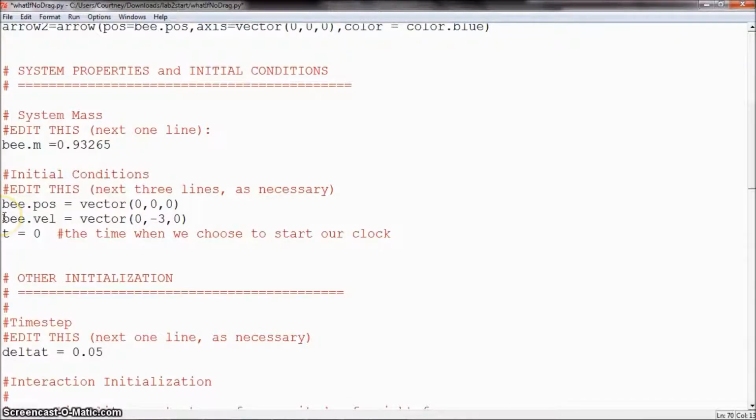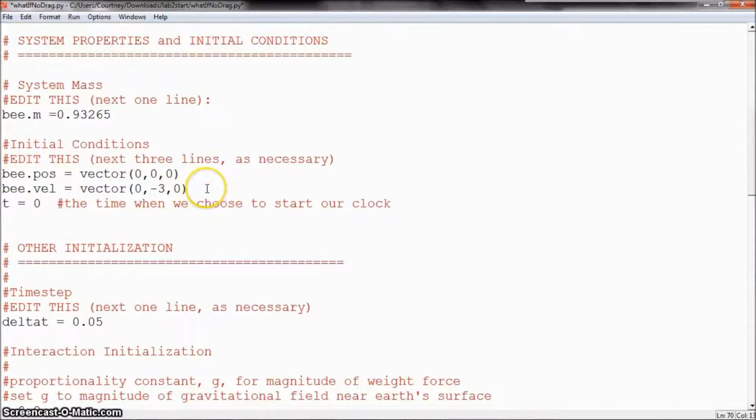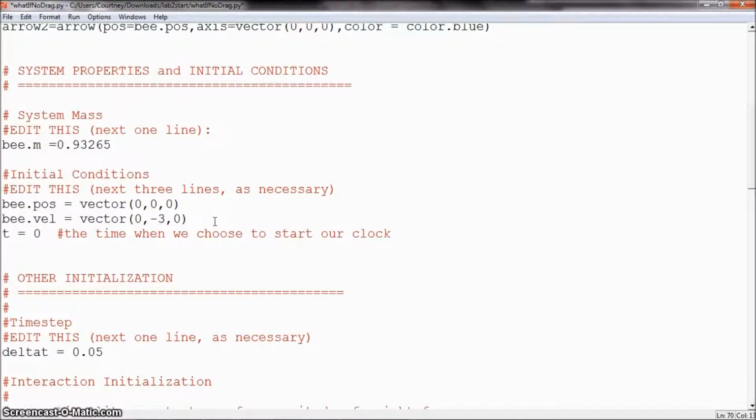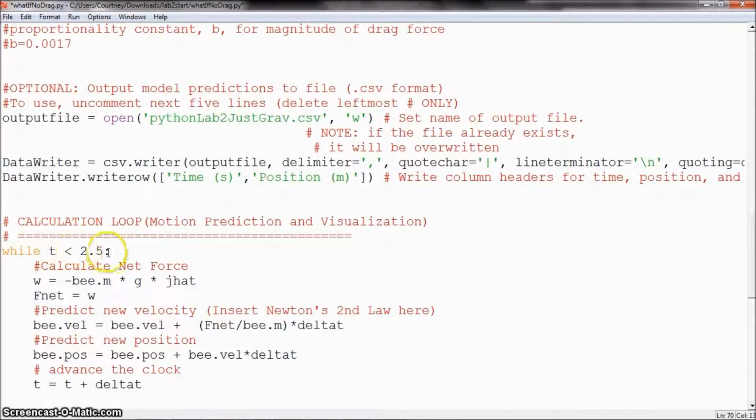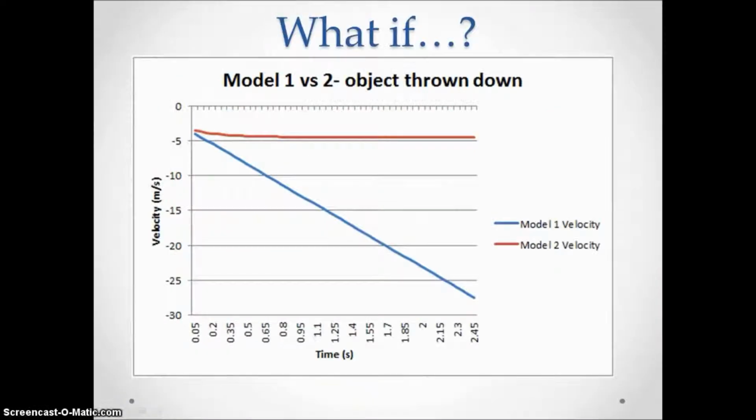If the stuffed bee were intentionally thrown downwards, terminal velocity in the drag model would be the same. Here it is in computer model form, where the starting velocity is -3 meters per second, instead of falling from rest at 0 meters per second. I also changed the delta t value to be 0.05 seconds, and I made the total time interval longer. You can see that the velocity of the model including drag levels off at the same terminal velocity, whereas Model 1, including only gravity, continues to increase indefinitely.